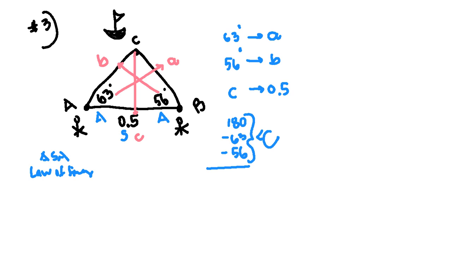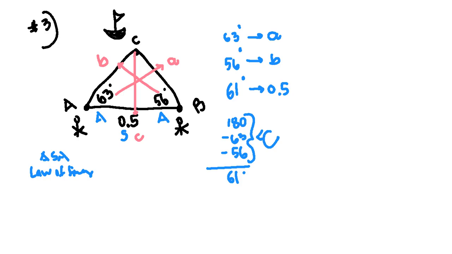180 minus 63 minus 56 is 61 degrees. So angle C is 61 degrees. That's important. I knew I didn't have enough information. So let me go back here and put 61 degrees in for angle C. All right, angle C is 61 degrees. So we have all 3 of our angles. We just need these 2 sides.